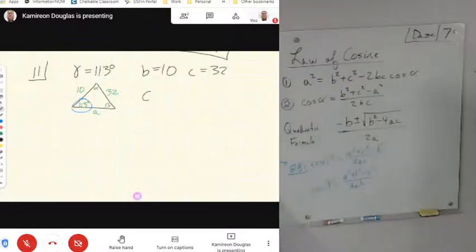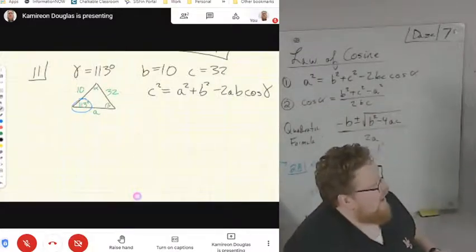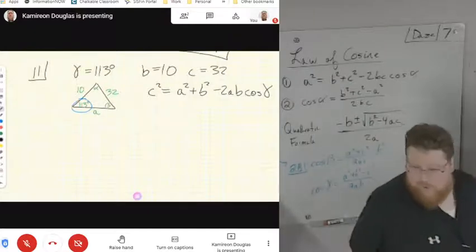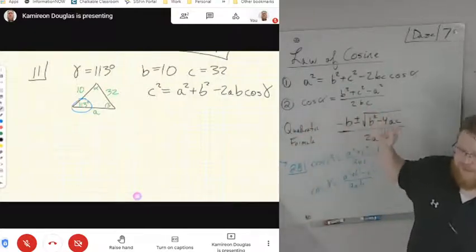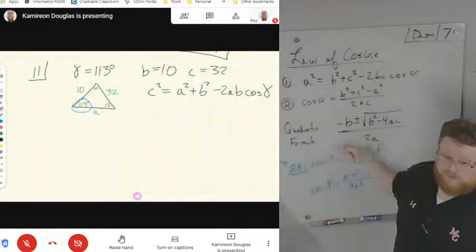C squared, which is my gamma, so that would be 32 squared. Maybe I'll put the formula: C squared is equal to A squared plus B squared minus 2AB cosine of gamma. This is an alternative version of the first formula. I'm now going to plug the information in. I could work with the second formula and try to find one of the angles. I promise it's harder. If you have one of these that's like this, try to find the missing side first. It will be easier because you can use this shortcut.